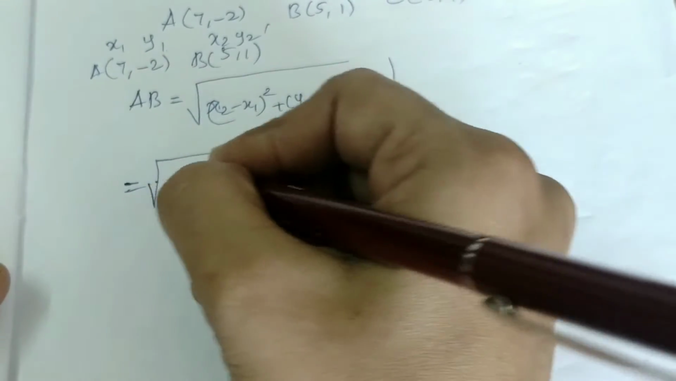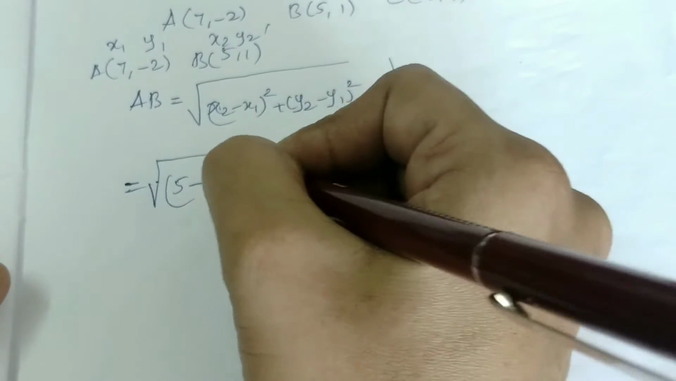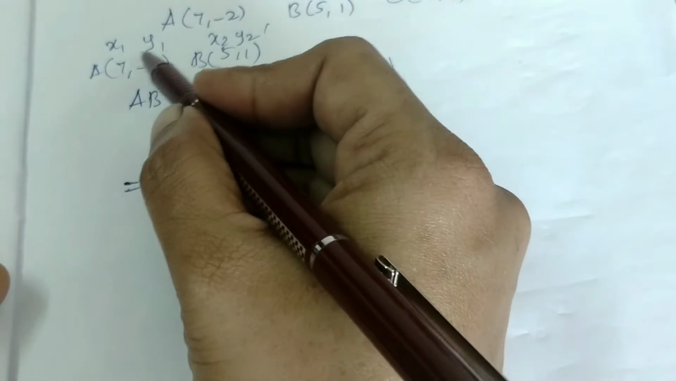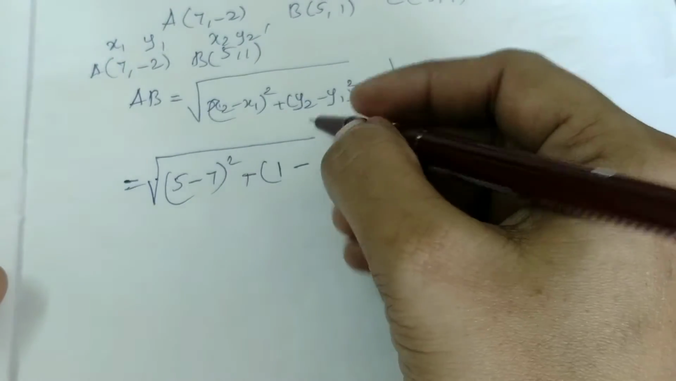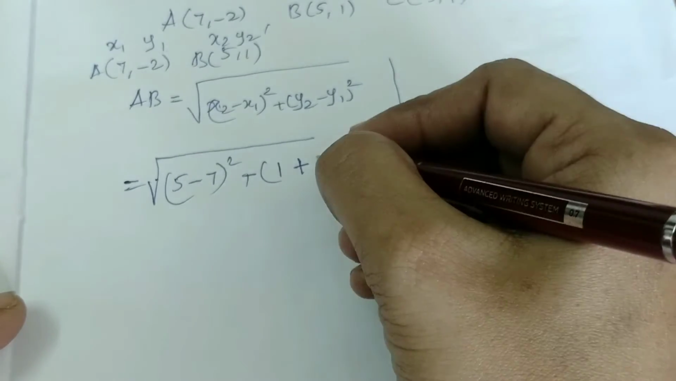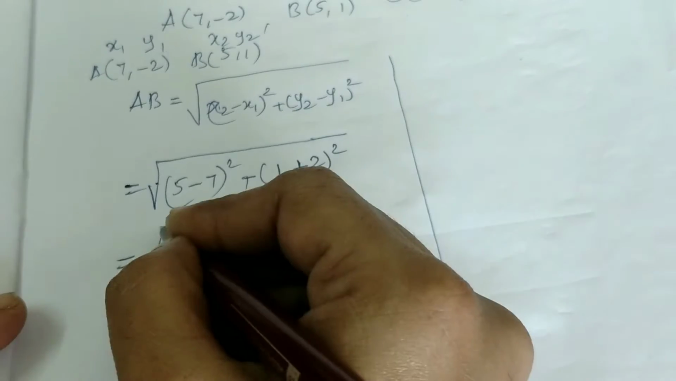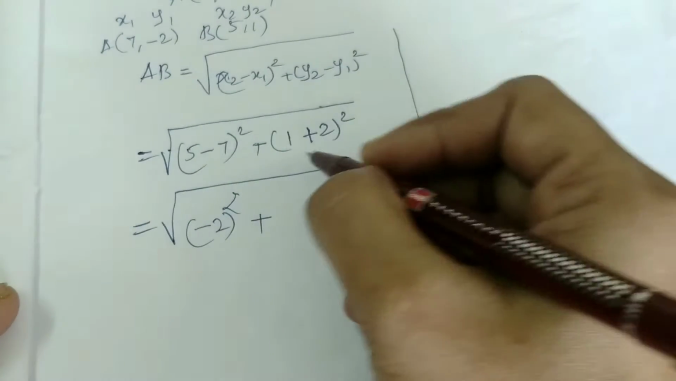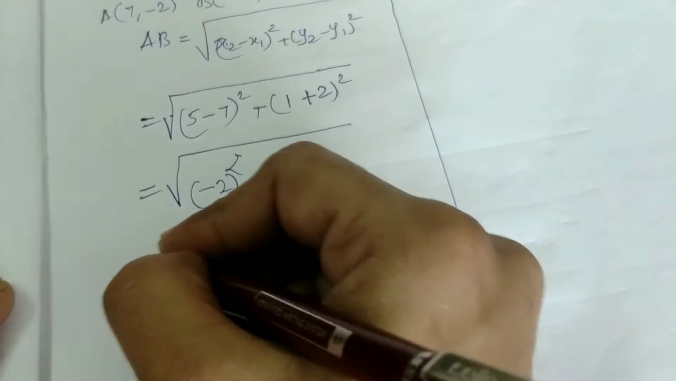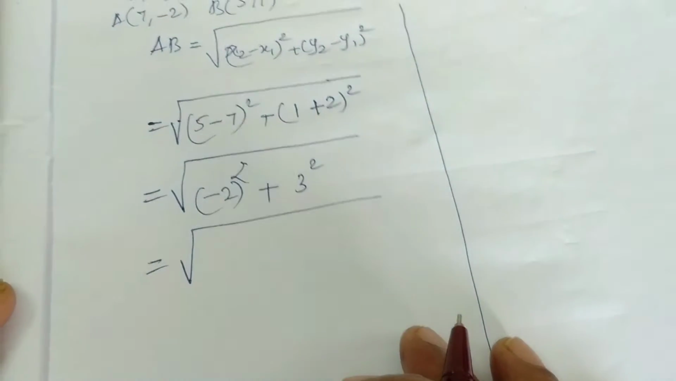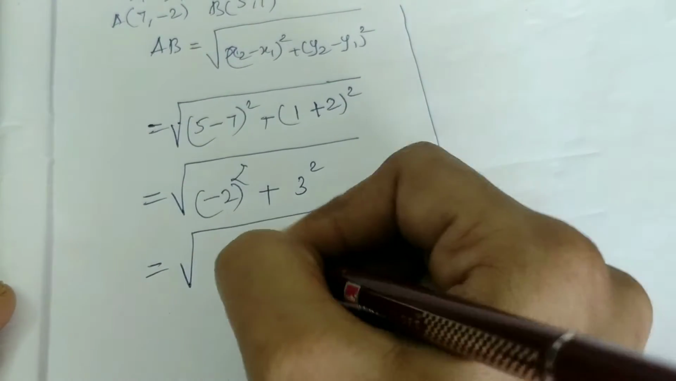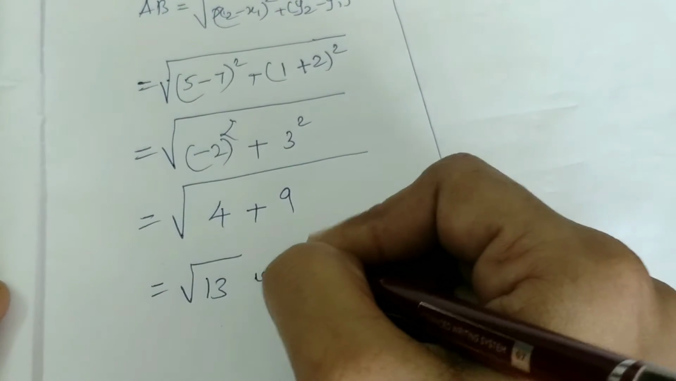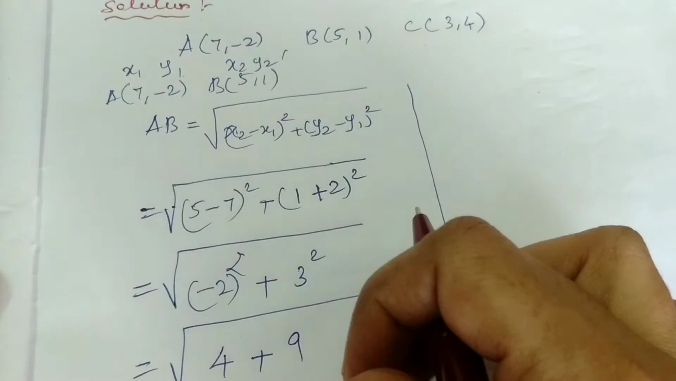x2 is nothing but 5, so 5 minus 7 the whole square plus y2 is 1, minus y1 which is minus 2. Here we are having 1 minus of minus 2, so these two negative signs become positive, so plus 2 the whole square. Equal to square root of 5 minus 7 is minus 2 the whole square plus 1 plus 2 is 3 square. Minus 2 square is minus 2 into minus 2, so plus 4, plus 3 square is 9, equal to square root of 13 units. So this is our distance AB.